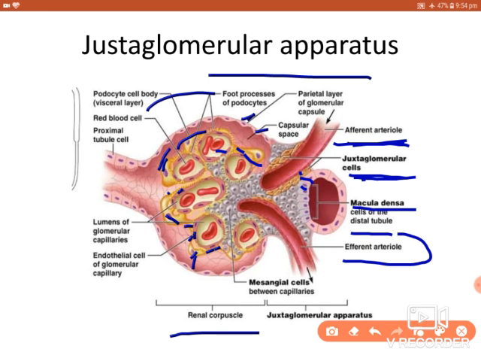Between these three structures, you can see the extraglomerular mesangial cells. Inside, you can also see the intraglomerular mesangial cells. These are the mesangial cells. The extraglomerular mesangial cells support this juxtaglomerular complex. The intraglomerular mesangial cells act like smooth muscle cells and cause contraction of the glomerular capillaries.